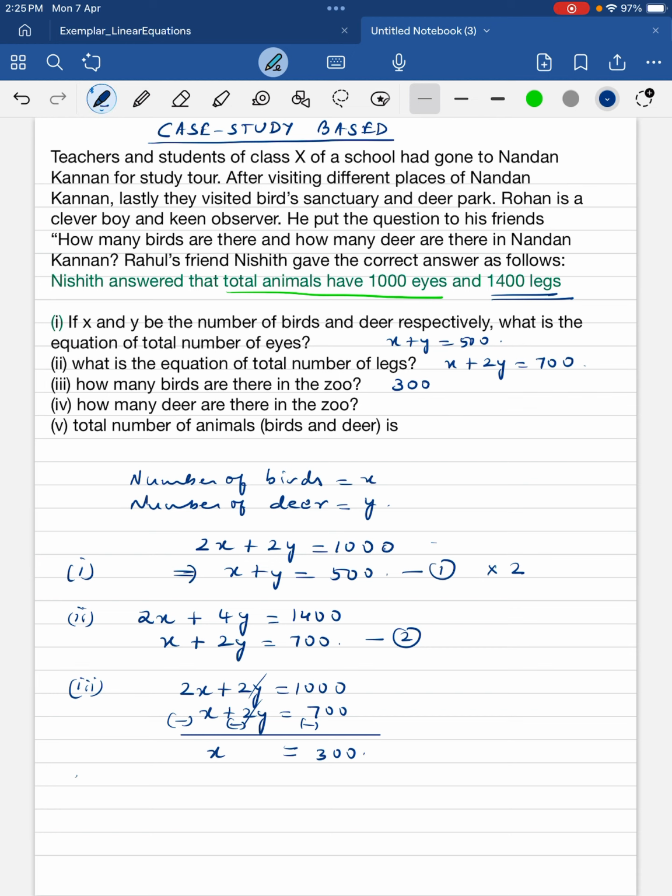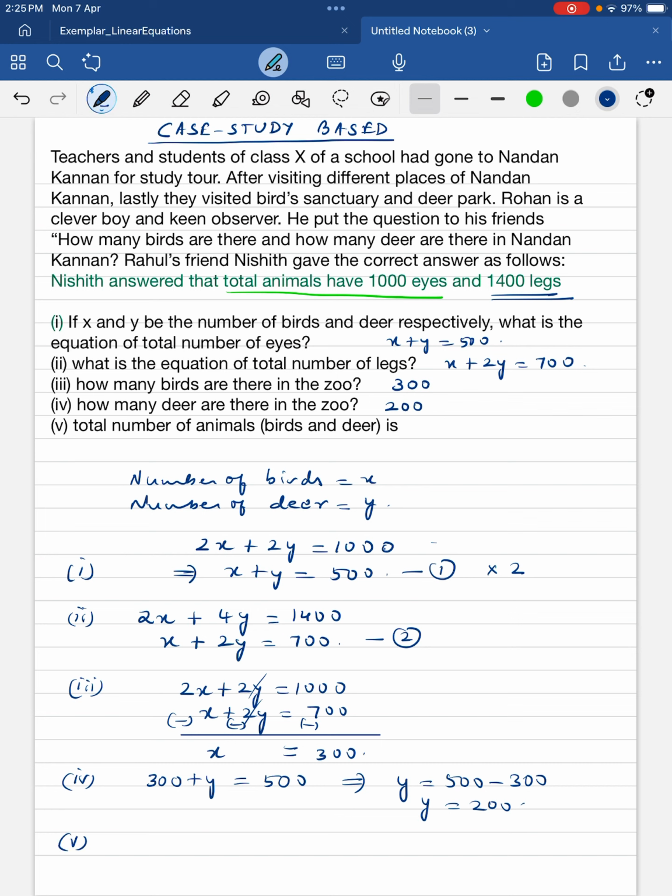Okay, now that we have the value for the number of birds, we could substitute that in one of the equations and find out how many deer there are in the zoo. So in the fourth part of the question, they've asked you to find out how many deer are there in the zoo. Okay, so let me substitute x equal to 300 in equation 1. So I have 300 plus y equal to 500, which gives me y is equal to 500 minus 300, or y is equal to 200. So the number of deer in the zoo is 200.